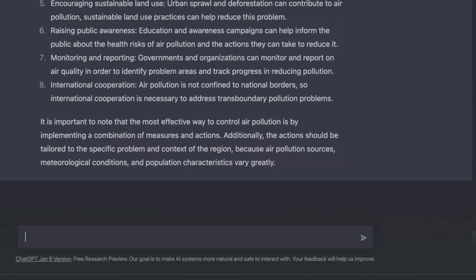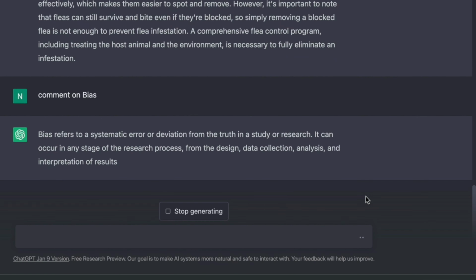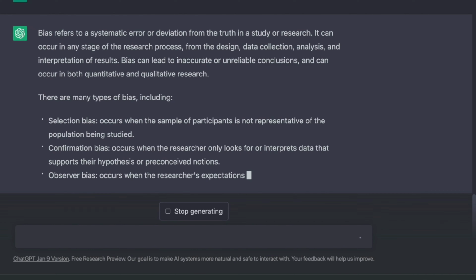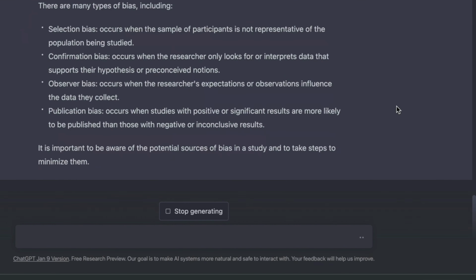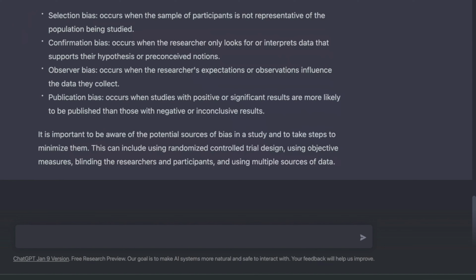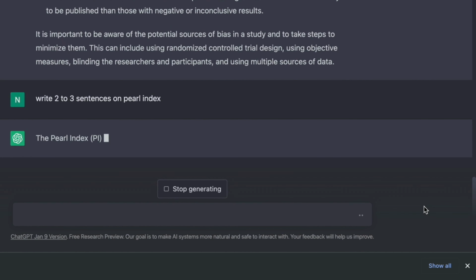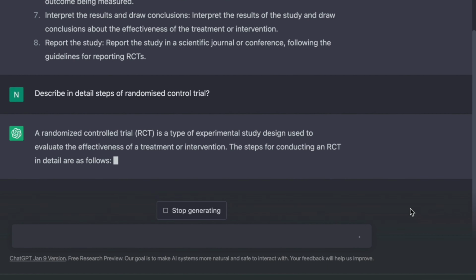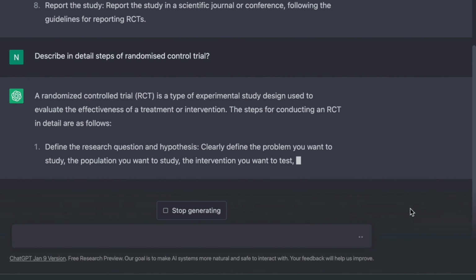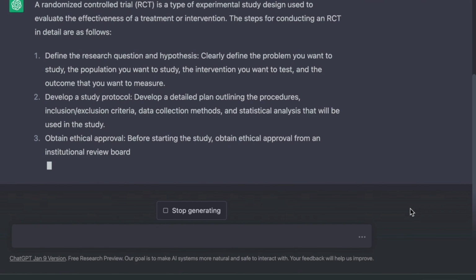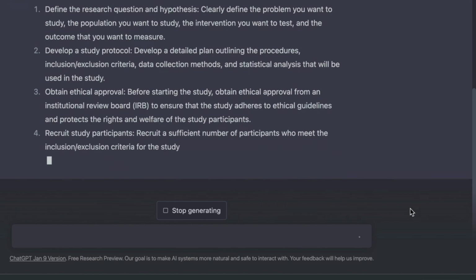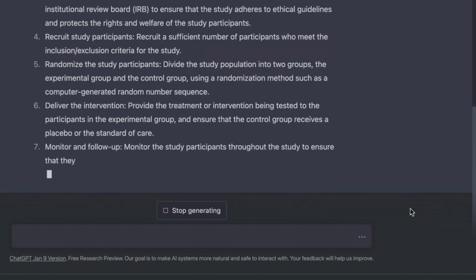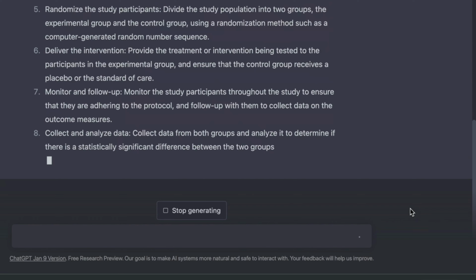Let's try another one. ChatGPT, comment on bias. Bias refers to a systematic error or deviation from the truth in a study or research. So it gives us the definition as well as the types of bias. Write 2 to 3 sentences on Quality Index. Can it write detailed steps of a randomized control trial? Let's try. Define the research questions and hypothesis, develop a study protocol, obtain ethical approval, recruit study participants, randomize the study participants. So it can write these steps but not in detail.